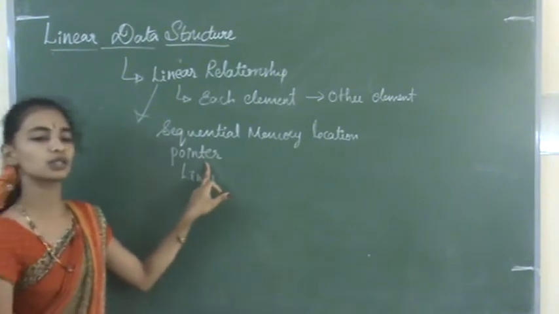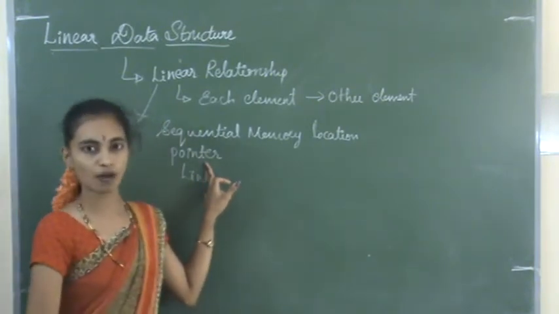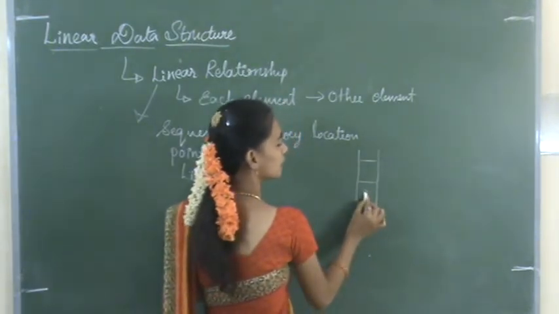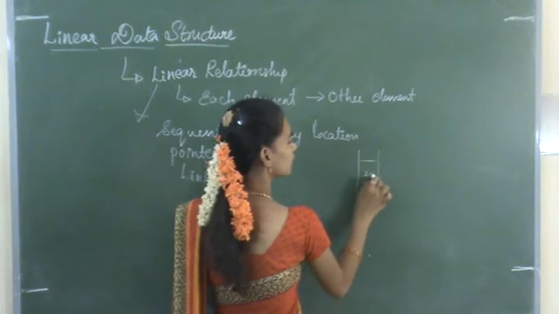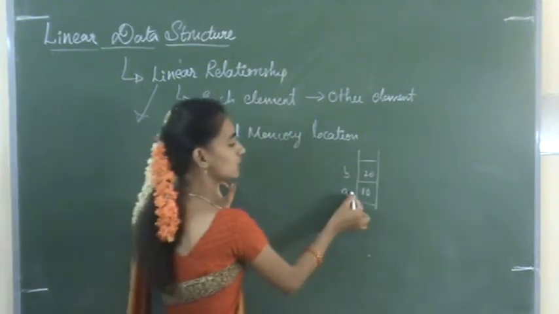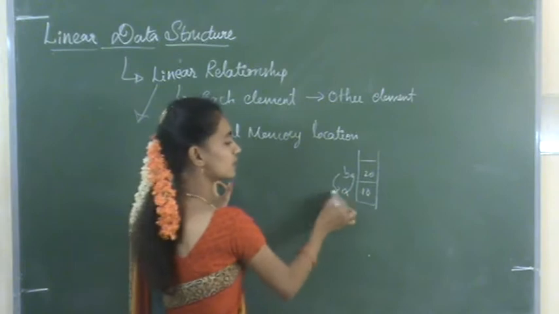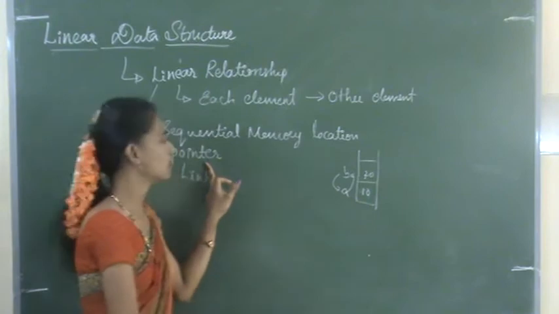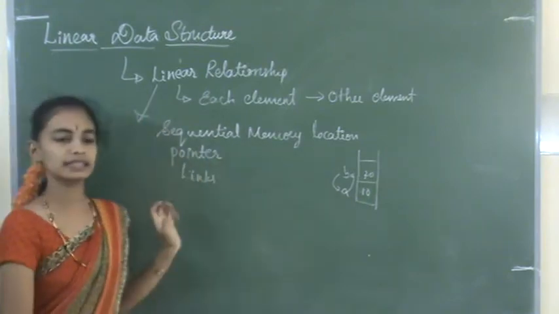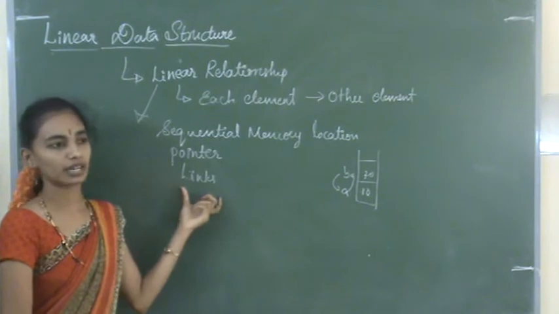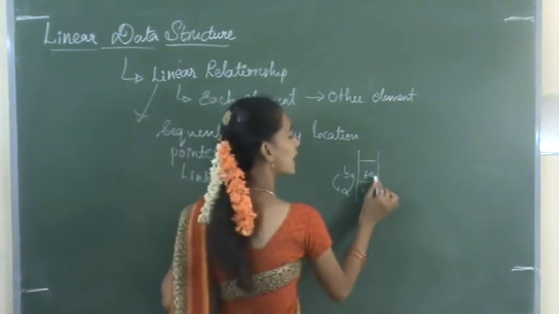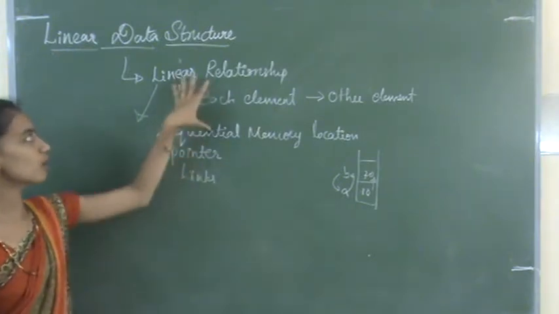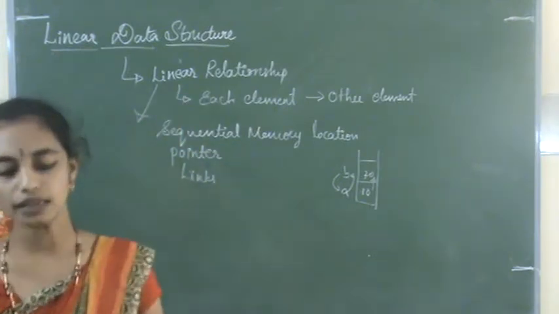Pointers are used to store the address of another variable. If we are using two variables, say 10 and 20, this is A and this is B. This will store the address of that and that will store the address of this, which means there is a relationship between these elements. So by that also we can obtain the linear relationship. And with links, there is a relationship from one element to another element. So by these forms we can obtain the linear relationship.